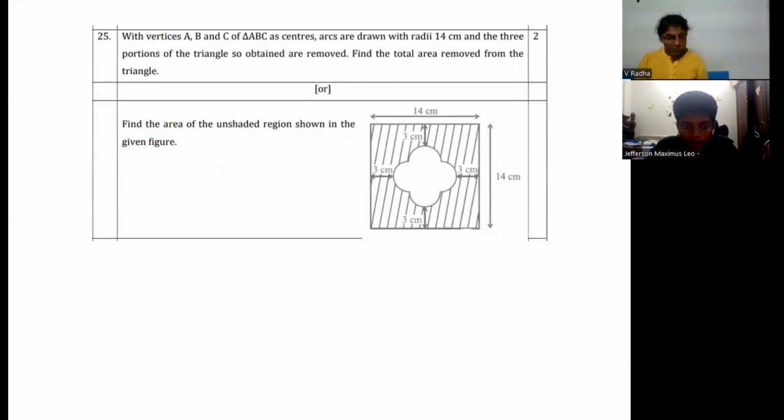Here also there are 2 questions. Just read the 25th question first. With vertices A, B, and C of triangle ABC as centers, arcs are drawn with radii of 14 centimeter, and the 3 portions of the triangle so obtained are removed. Find the total area removed from the triangle. Okay, can you draw the diagram?